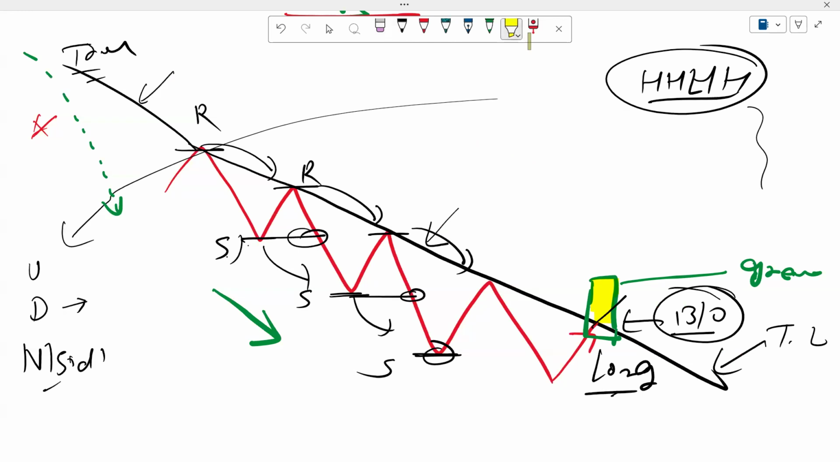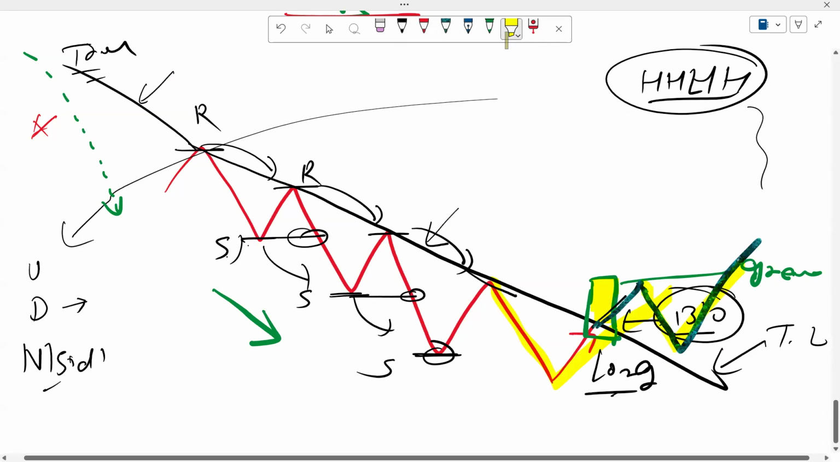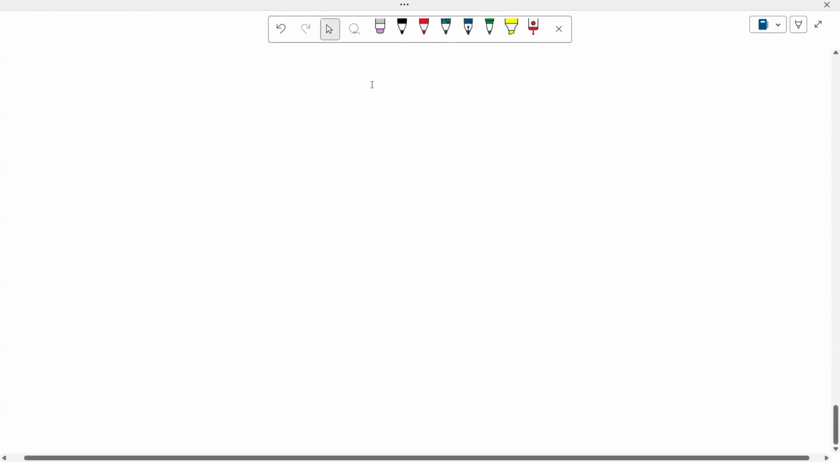Okay, so see, an inverse head and shoulder pattern will look like this. This is your trend line. If I draw an inverse head and shoulder pattern, it will look like this, right? This is your inverse head and shoulder pattern, like this is your head, this is your right shoulder, and this is your left shoulder. Let me draw here. Inverse head and shoulder will be like this.